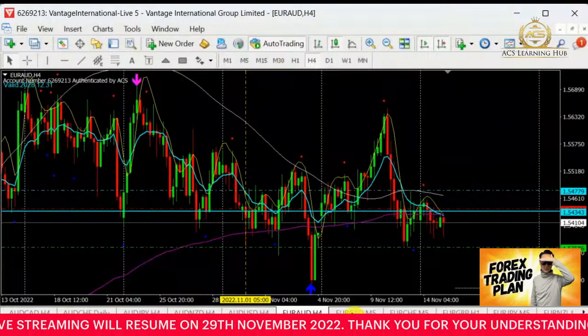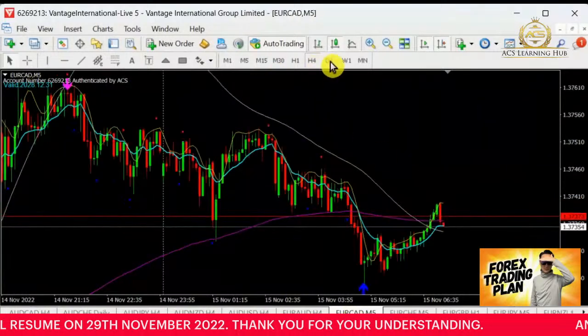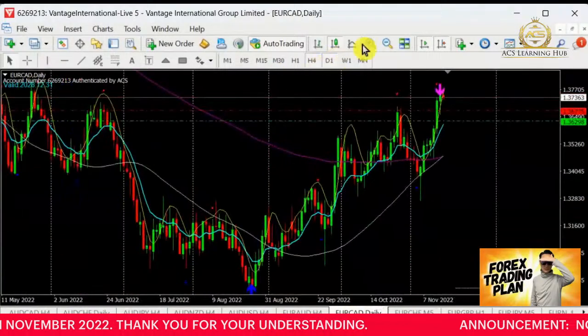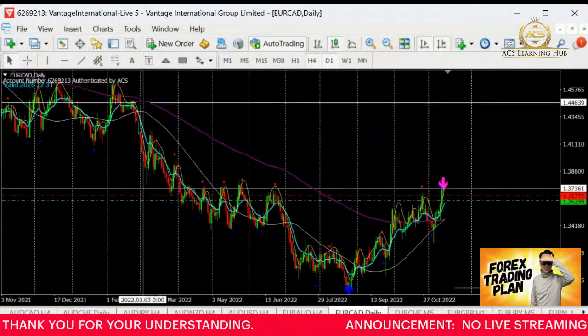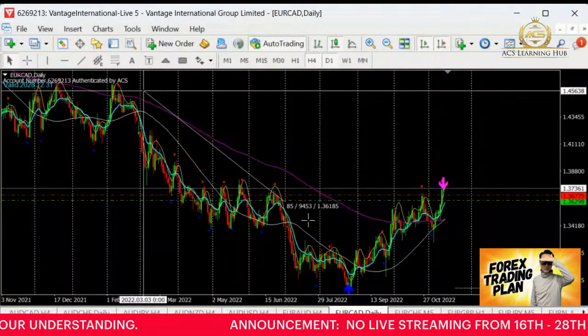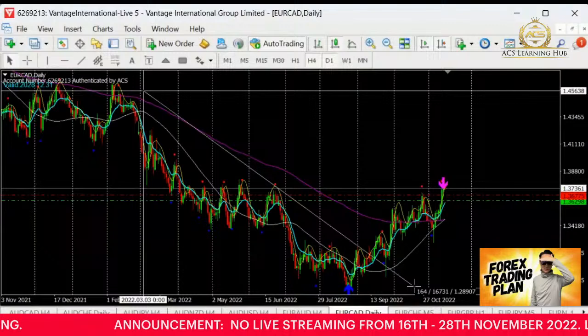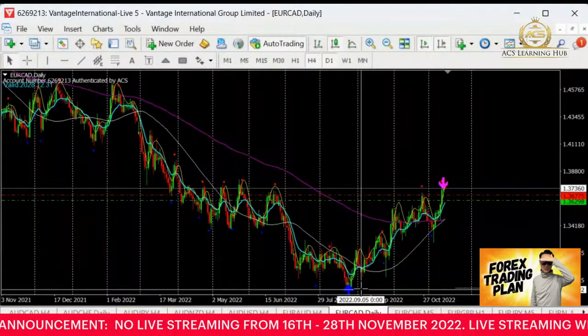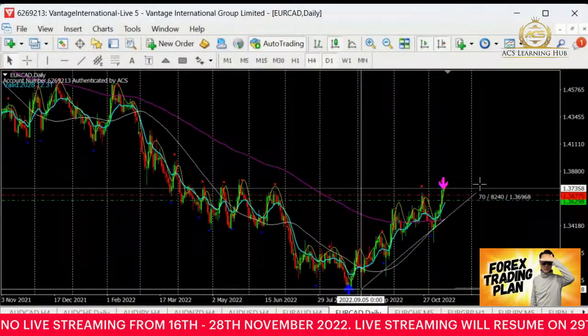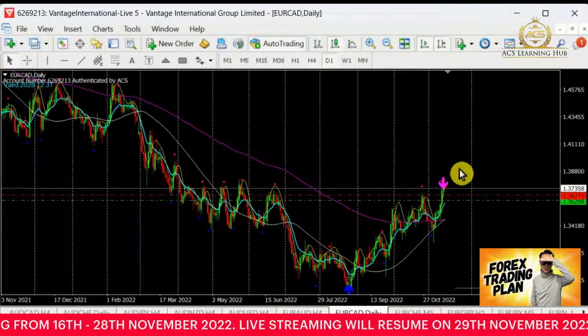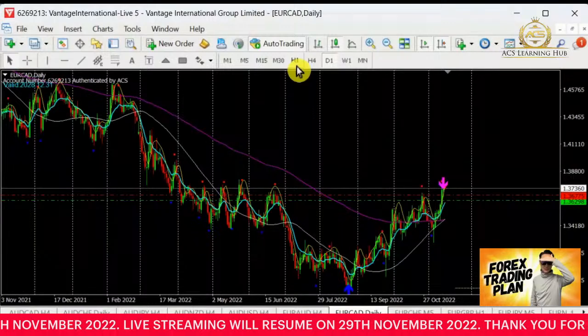All right. Okay, so we move on to Euro CAD. Euro CAD over here. After this downward trend movement down as a bear, and now with this recent move, you can see the pattern over here. We are actually setting up for the buy. So Euro CAD, I will still suggest a buy.